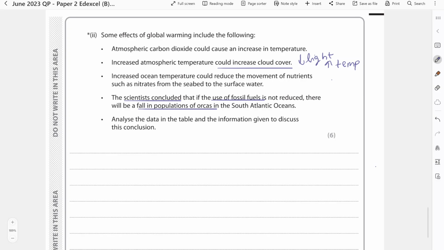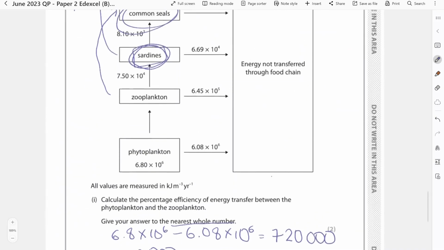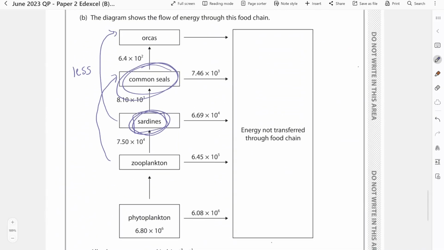On top of that, it says that increased ocean temperatures reduces the movement of nutrients such as nitrates from the seabed to the surface water. That means that less nitrates would be available for things like protein synthesis for the phytoplankton. So therefore, all these factors, lower light intensity, high temperature, less nutrient availability, would cause the phytoplankton to decrease in population, which should cause the zooplankton to decrease, which should cause the sardines to decrease in population, the seals, and therefore the orcas at the end.